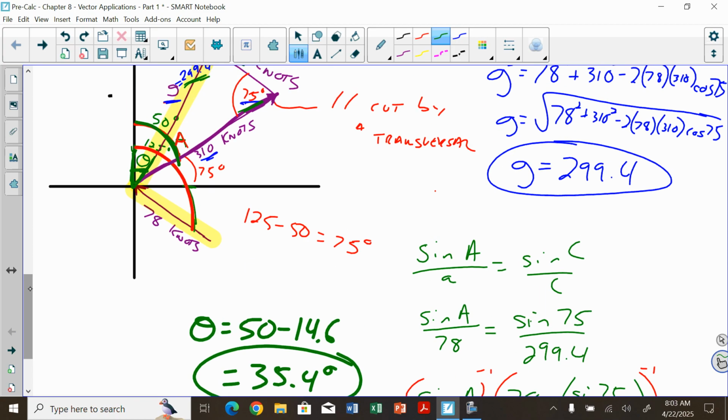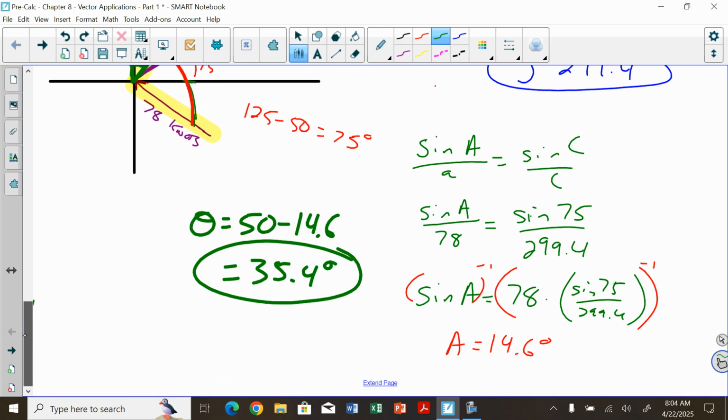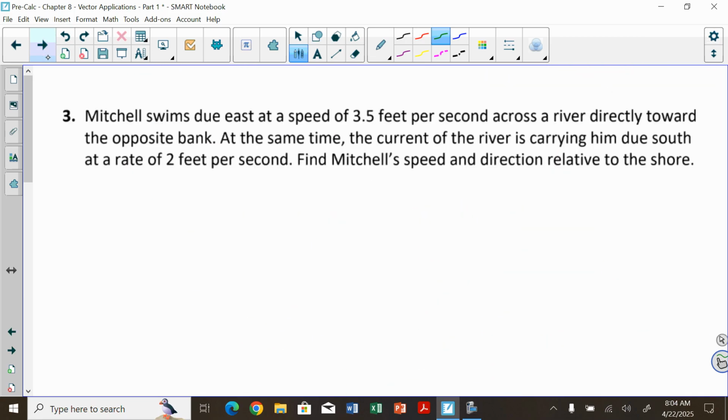Remember, this is what we're trying to find, this angle here. We know that this is 50. If we subtract A, that'll give us that value. So a little extra step there. That's why I said you've got to use your brain and see what they're trying to find. Okay, let's move on to the next one.